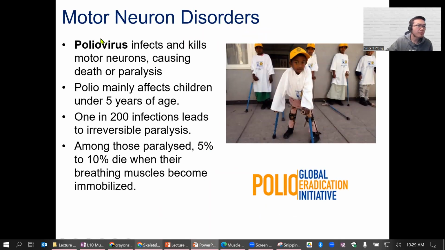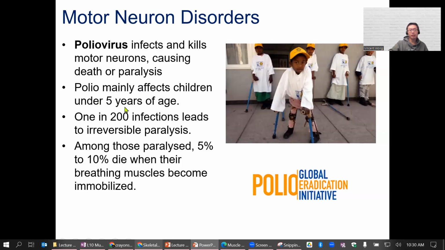So, some diseases before we finish up the lesson. We have the motor neuron disorders such as polio. Polio infects and kills motor neurons; the virus does. And that could result in paralysis. Death is possible because if the motor neurons that control your breathing muscles are damaged, then the person cannot breathe, and that could result in death.